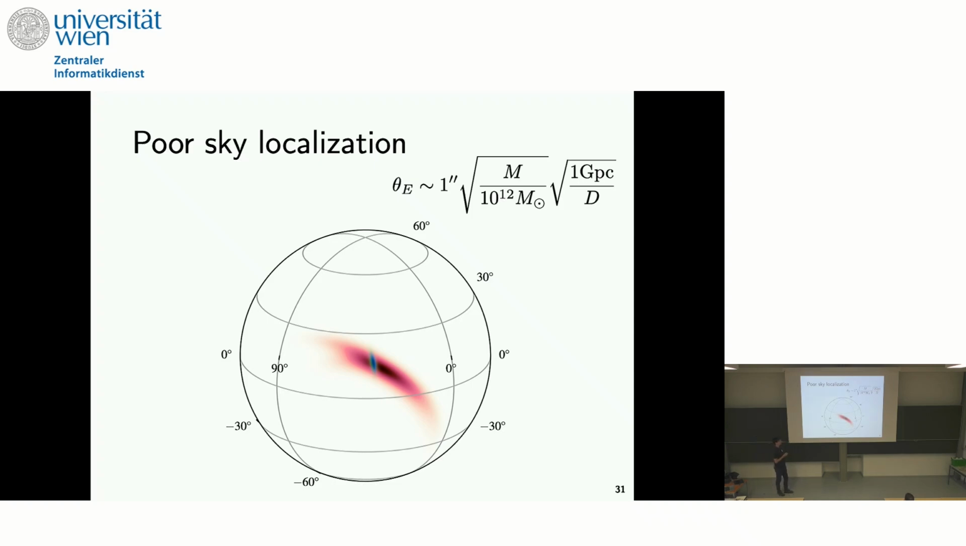Just because if you think of the Einstein radius of a galaxy produced by a galaxy that is 1 gigaparsec away, that's 1 arc second. And when you think of localization errors from gravitational waves, in the best cases, it's a few square degrees. So for all purposes, the signals are going to be coming from the same region of the sky. And that's something that we are using in our searches to see if those events are lensed or not.